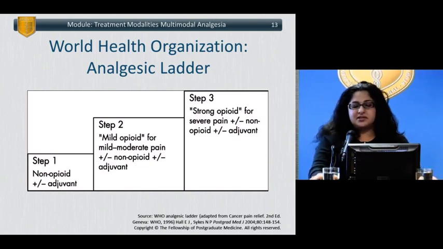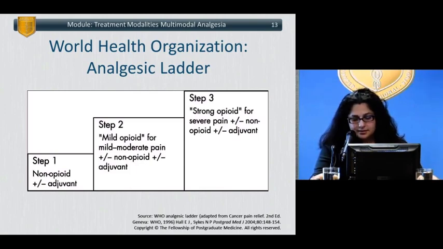So the World Health Organization came out with the stepladder approach back in 1996. It was initially introduced for cancer pain, but now it's been adopted for non-cancer pain as well. Basically the whole concept of this was to help physicians figure out where to start when it comes to pain management. Step one is considered a patient that has mild pain. And at that point, when patients have mild pain, more conservative measures are recommended. That's why non-opioid or adjunct medication is usually recommended, as well as physical therapy.